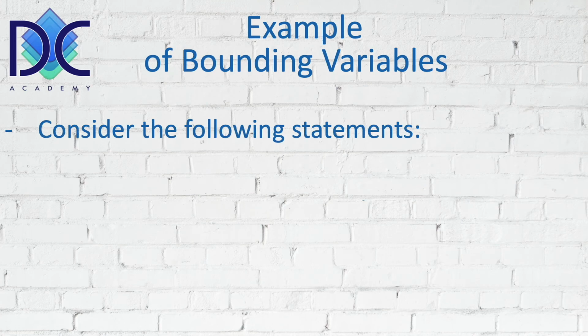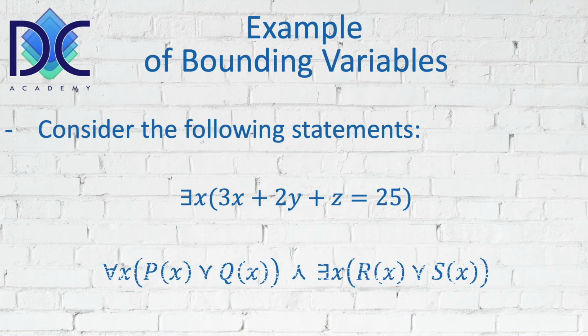First of all, let's look at this statement. There is a value of x for which 3x plus 2y plus z equals 25. We can say here also another statement. For all x, we have p of x or q of x, and there is an x for which r of x or s of x is true. So these are examples of binding variables.